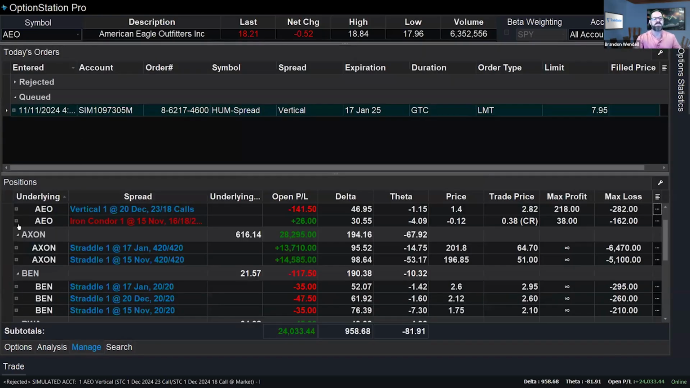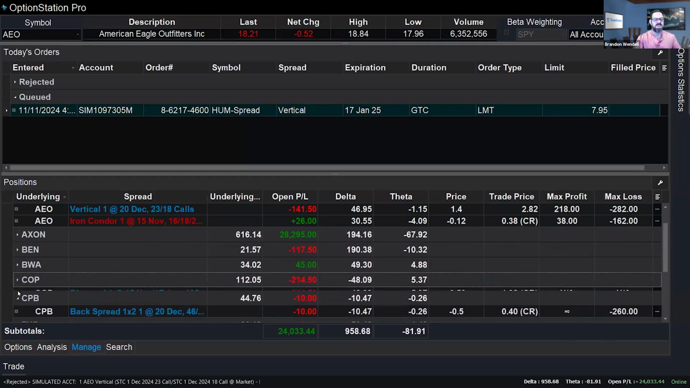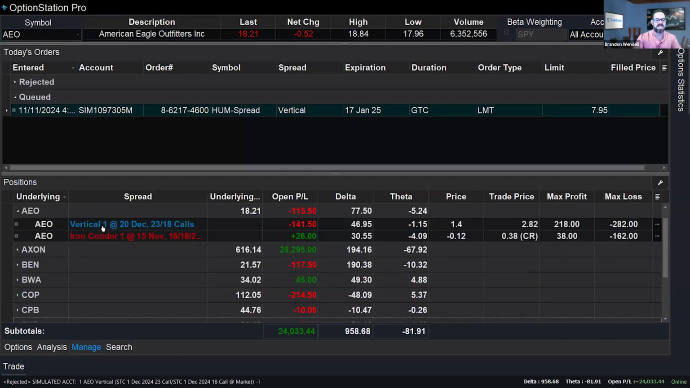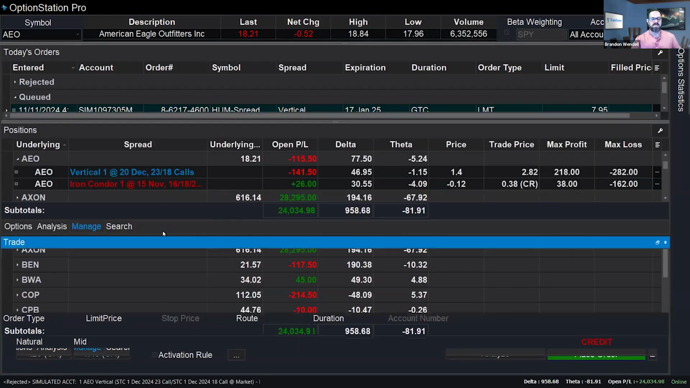Once the order has been filled, that's the key thing. You can't put in the order ahead of time, but once you've been filled on the multi-leg, in this case, vertical bull call spread at the 23 and 18 calls, I want to protect myself and not have to worry about it. I want to be able to exit when we hit our target or if I lose a certain amount.